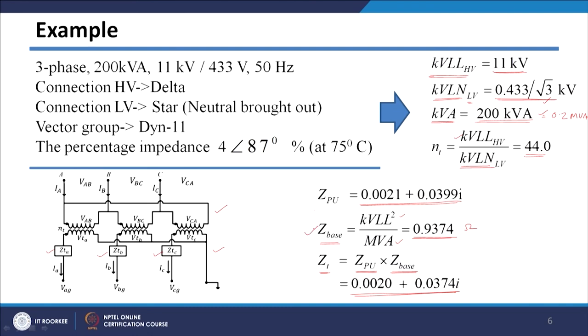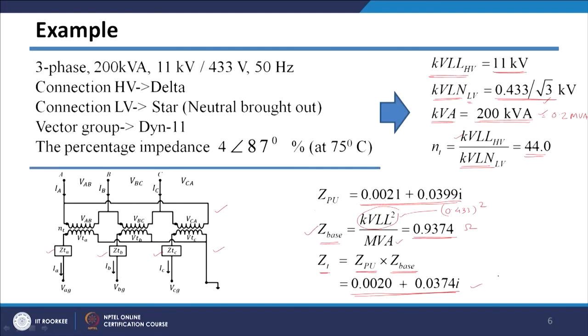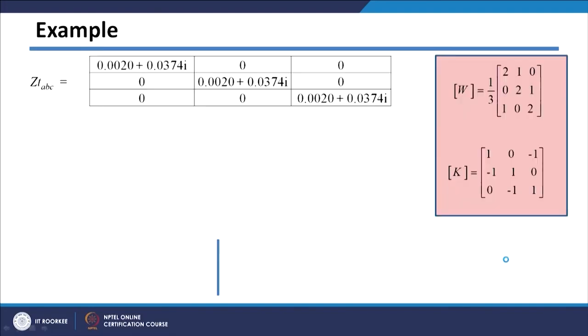So, this is the Z base which you have calculated on the secondary side, because I am taking here the kV line to line voltage, which is the secondary side, that is 0.433 squared. So, it is on the secondary side. So, we have got impedances which are referred to the secondary side, and then we need to get ZT-ABC. ZT-ABC is nothing but these 3 terms, which are the diagonal entries of the ZT-ABC matrix.